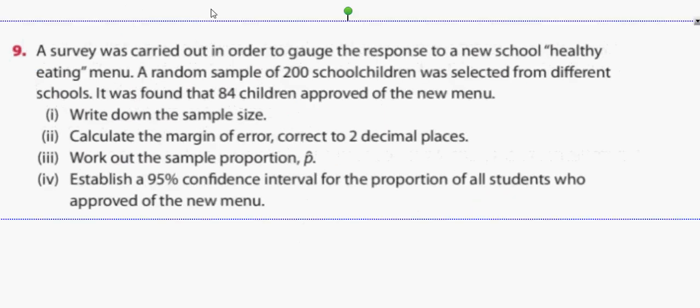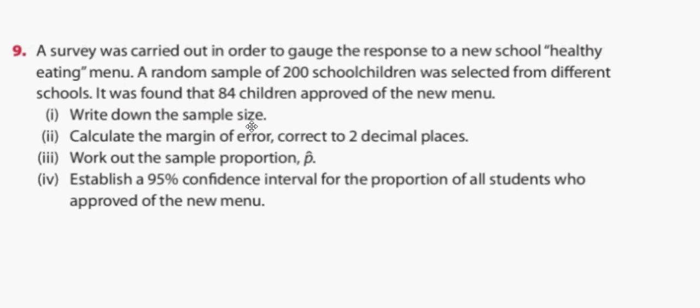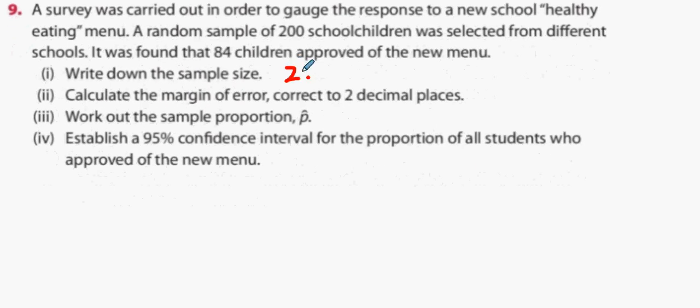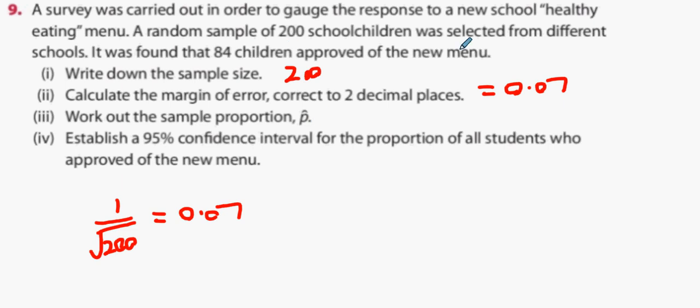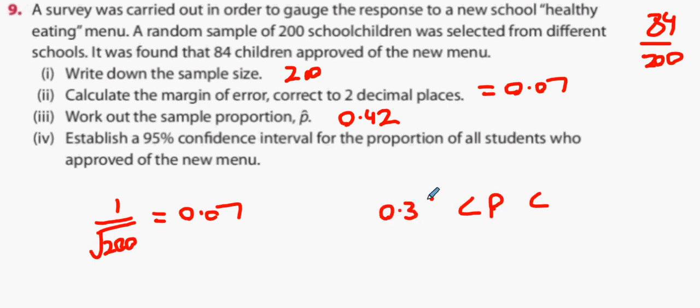Okay? Next one, 9. I gave you 9 last night, did I? All right. What's the sample size, lads? 200. Okay. What's the margin of error? 0.07. No bother. Which is 1 over the square root of 200. What's the sample proportion? 84 over 200, which is 42, yeah. And finally, the answer is 0.35, and add it on. You're adding on 0.42. 0.07 means 7%. So you're in between 35% and 49.